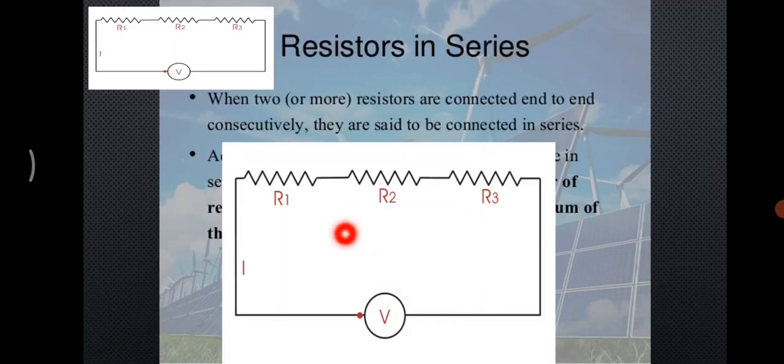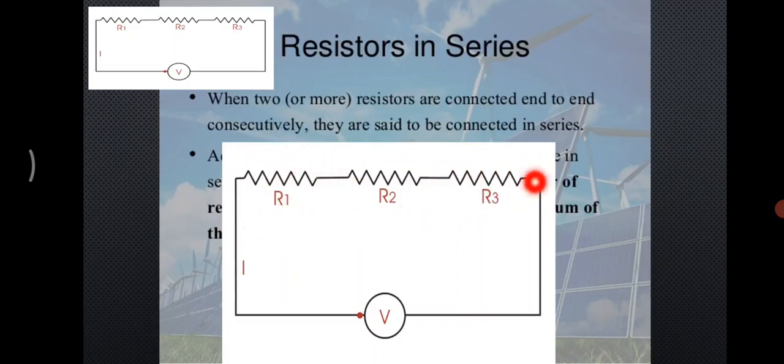Here in series connection, the current is not going to divide because it has a single path. Current will go in a single path. But the potential difference is going to get divided because the resistors are not directly connected to the battery. That's why R1 will have a different voltage, R2 will have a different voltage, and R3 will have a different voltage. You have to remember, in series connection the voltage will get divided, whereas the current will not get divided.